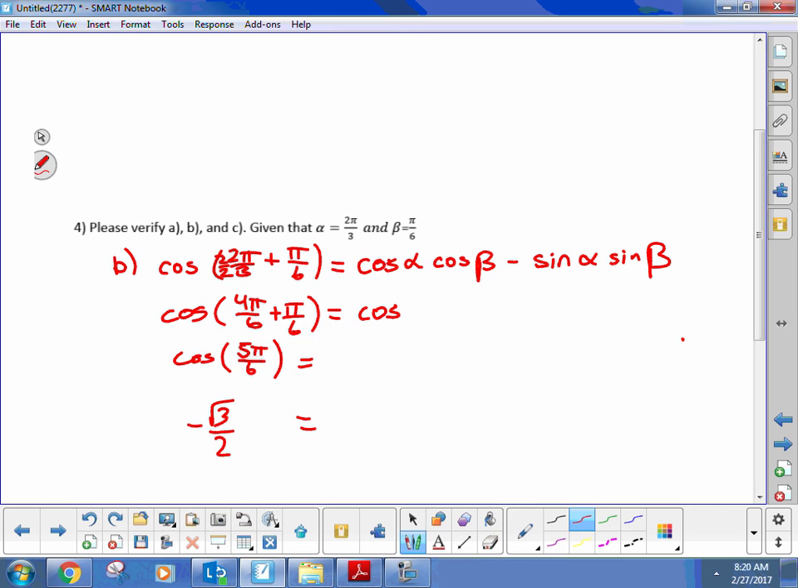So we're doing cosine of 2 pi over 3, cosine of pi over 6, minus sine of 2 pi over 3, sine of pi over 6. Now, I know some of these values are right because remember the cosine of this one was negative 1/2. This one was square root of 3 over 2.